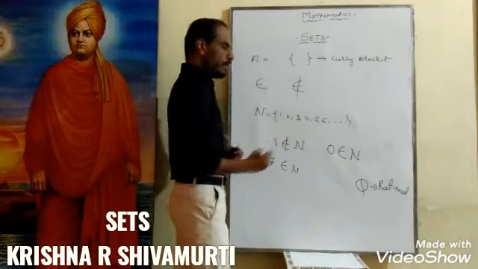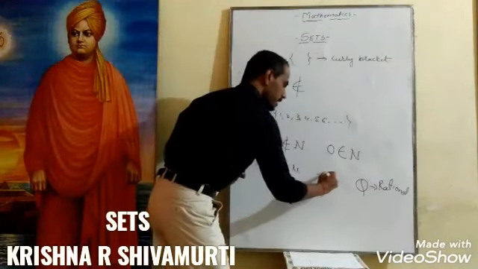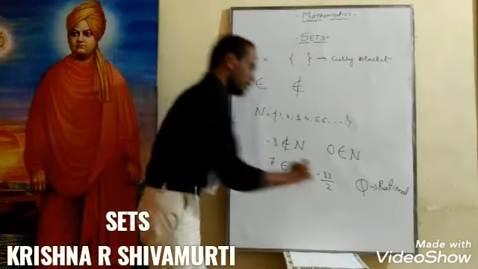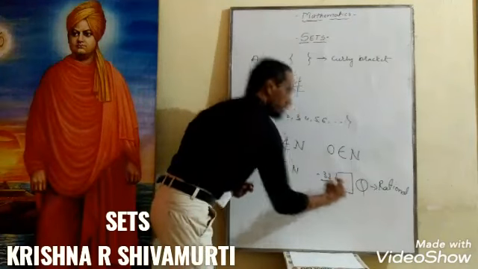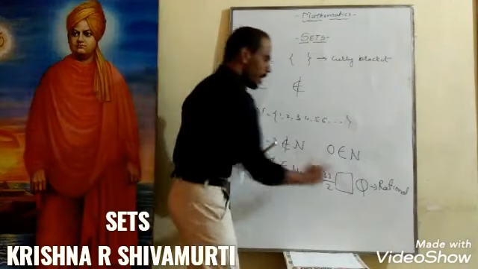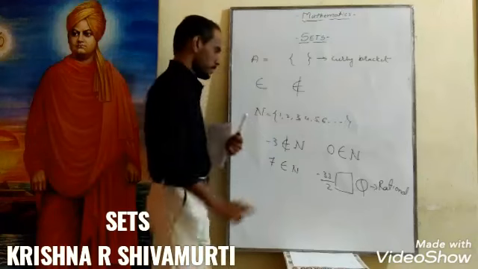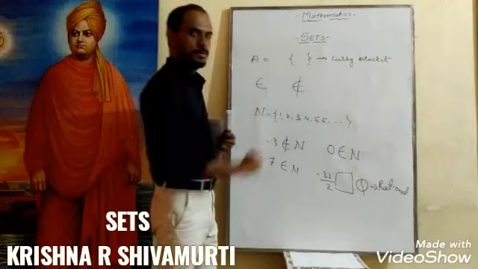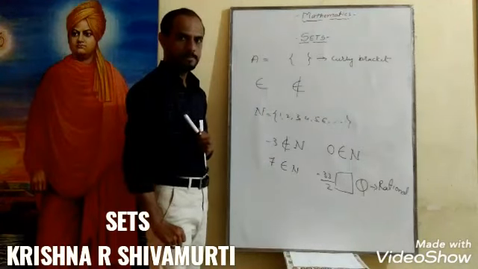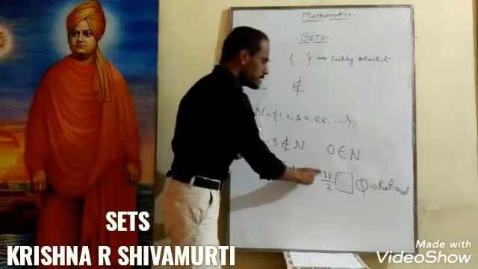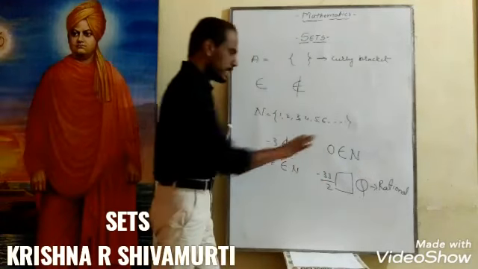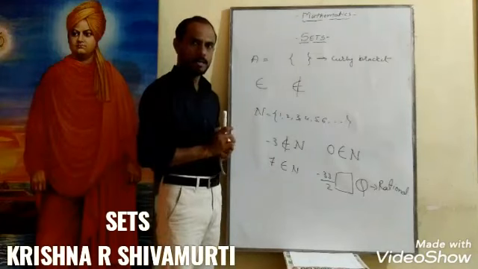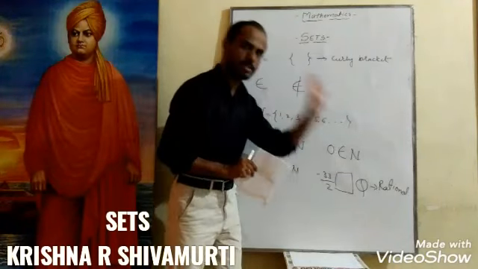Okay, I will ask: minus 33 by 2. In the box, what symbol do we have to use, is not an element or is an element? Which one do we have to use here? Think: is minus 33 by 2 a rational number or not? Is it one of the members of the rational numbers or not?